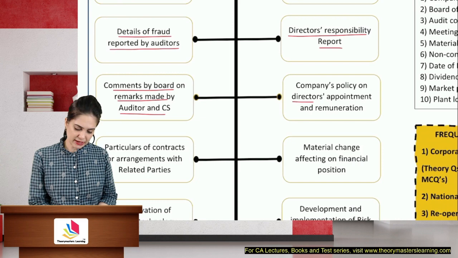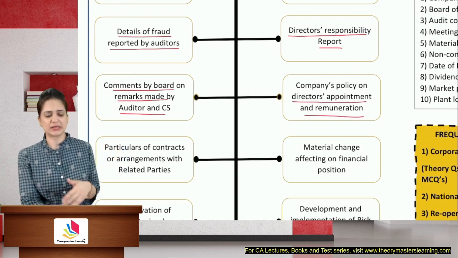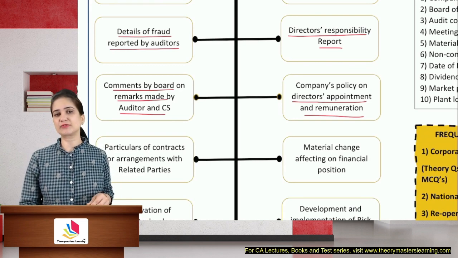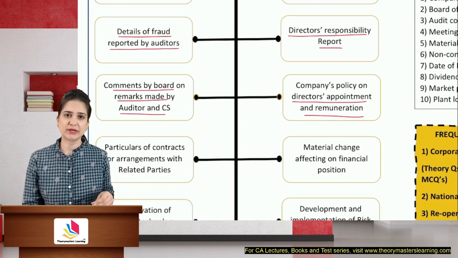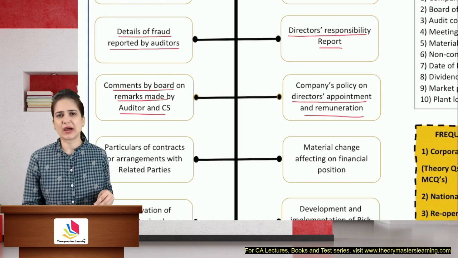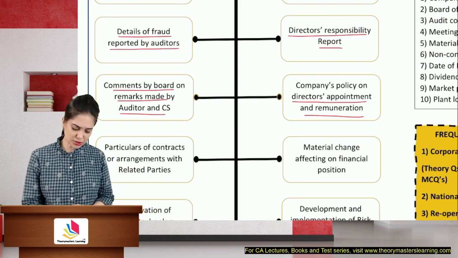Company's policy on the directors' appointment and remuneration. What is the company's policy? How do they select? Is a nomination and remuneration committee in existence which suggests the names of persons who can be appointed as a director? How do you appoint the director? What are the criteria? Do you look at the qualification and the companies in which he is a director? All that will be mentioned over there.